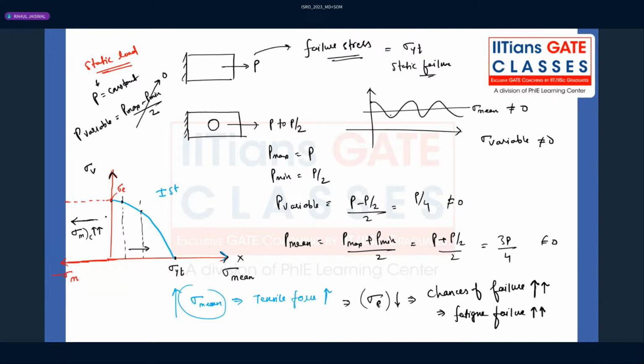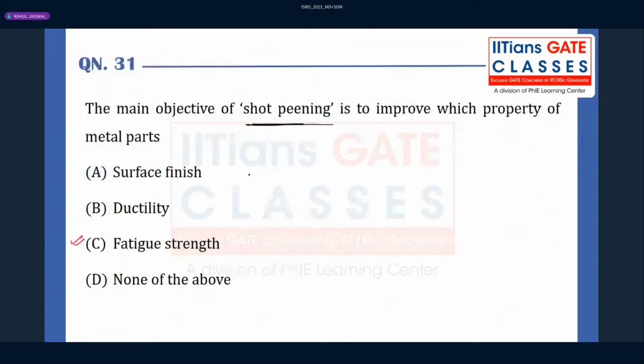So by any chance, we have to look for a method which can reduce the tensile force, which can increase the compressive force in a material. That's why we use some cold working operation called shot peening, or we can say burnishing operation. We also perform some other operations, note down. So now you understand why we are using that.